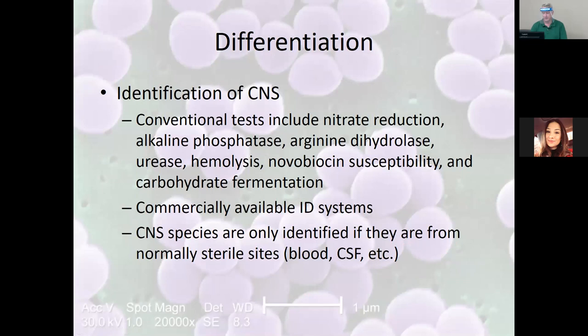Okay, so here is some of our testing coming up. This is how we determine when you set up your API strip today, okay? Some of the things that we're going to see with these: we can look at identification of, what is CNS? What's CNS? There you go, coagulase negative staph. You want to leave that hanging, anybody hanging out right there who didn't know what that was. So we can do some conventional tests that include nitrate reduction. So we're going to see a nitrate well in our API strip, okay?